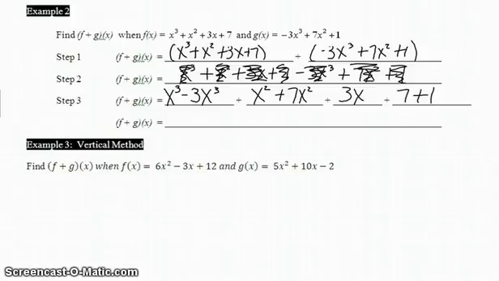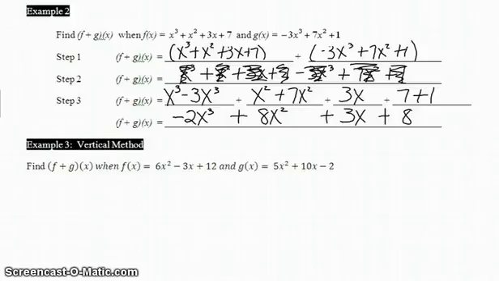So now I just combine those like terms. x cubed minus 3x cubed is negative 2x cubed, plus x squared plus 7x squared is 8x squared, plus 3x, I don't have anything to add to that, and then lastly my constant, 7 plus 1 is 8. So it is negative 2x cubed plus 8x squared plus 3x plus 8.